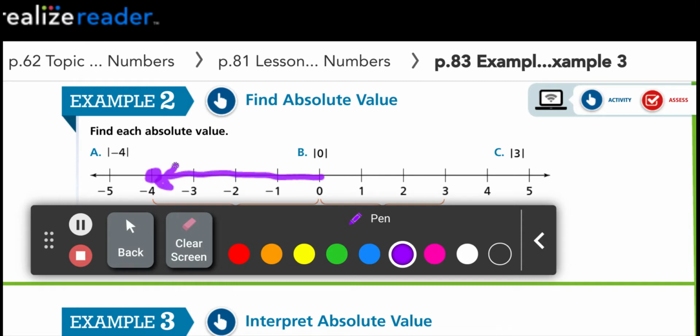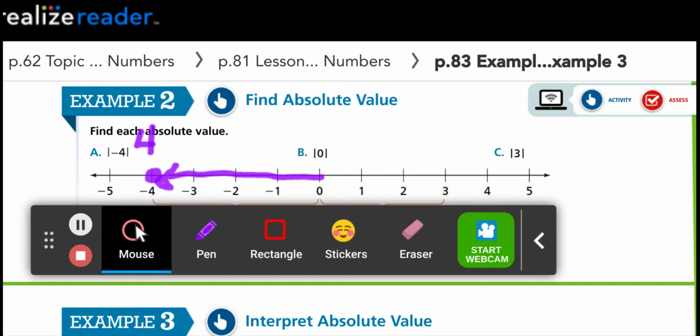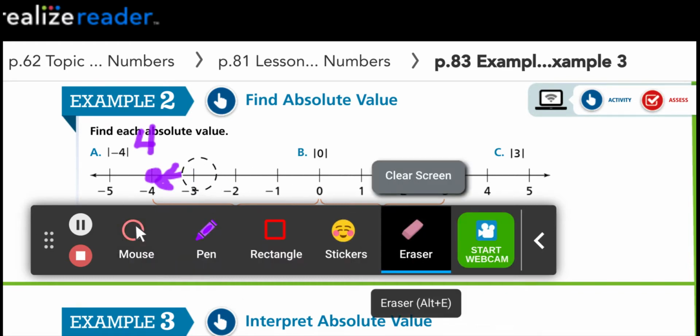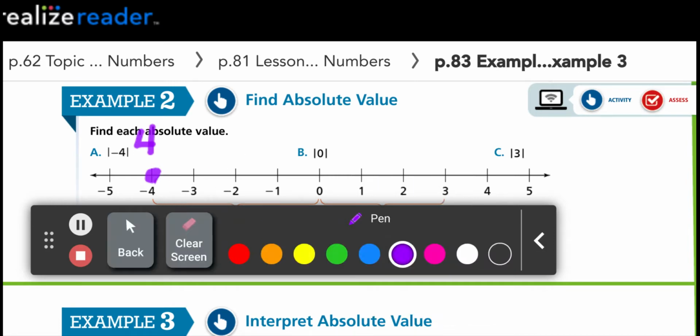-4 is 4 away from 0. The distance between 0 and -4 is 4. Now let's try B. What is the absolute value of 0?